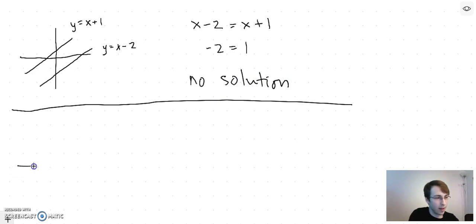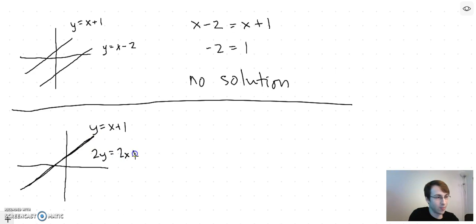We also saw another case, that when two lines are actually equal to each other, the parallel and the same line, then they have infinite solutions because they are the same line. Any line that's on itself will be on itself. So let's just keep y equals x plus 1. So we've got this line, y equals x plus 1, and then let's make another line that is equal to y equals x plus 1. We'll call it 2y equals 2x plus 2. We're just multiplying everything by 2. If you divide it by 2, you get right back to this line, so the same lines.